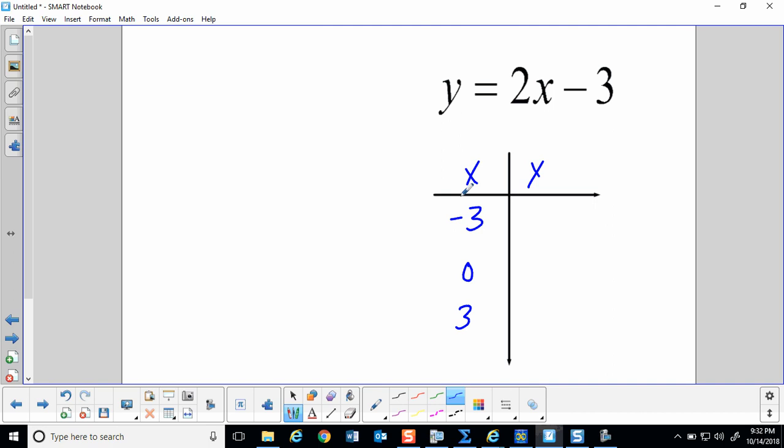So here I have a function. Here I have some points I want to graph. Now certainly this is a simple linear equation that you can just substitute the value of the input in and get the output. But let's practice on the graphing calculator. So y equals 2x minus 3.